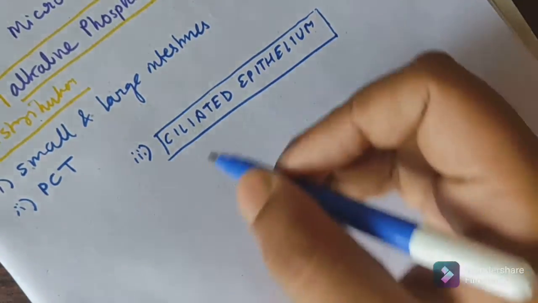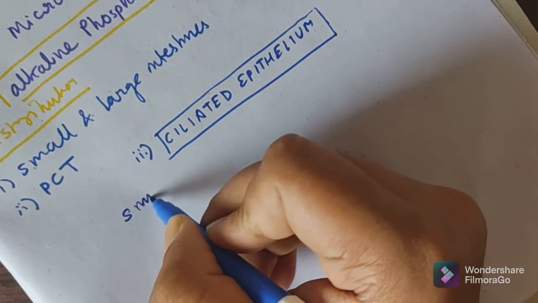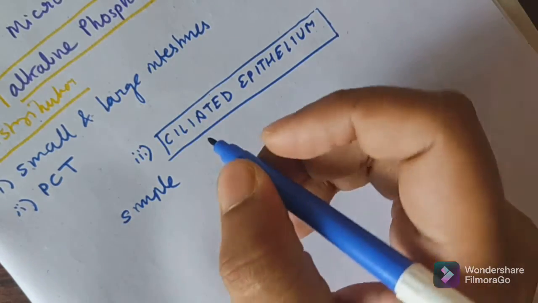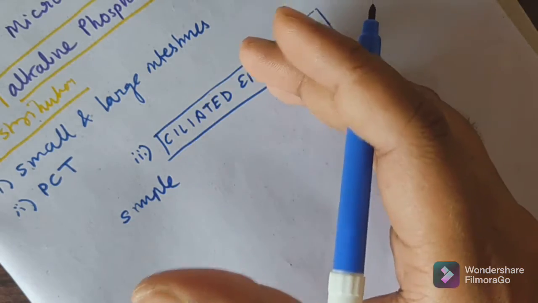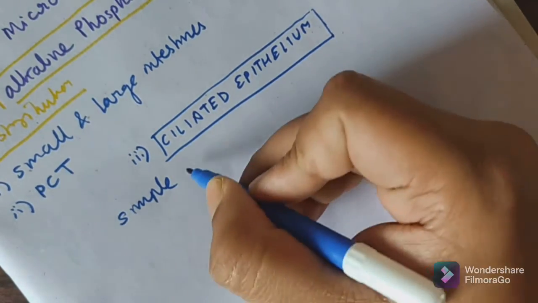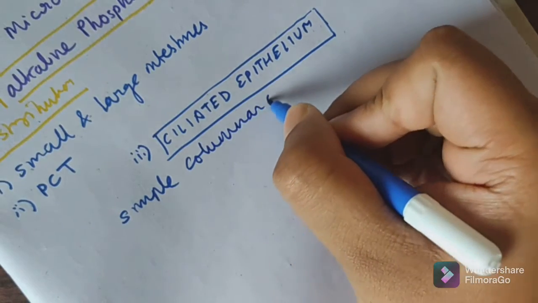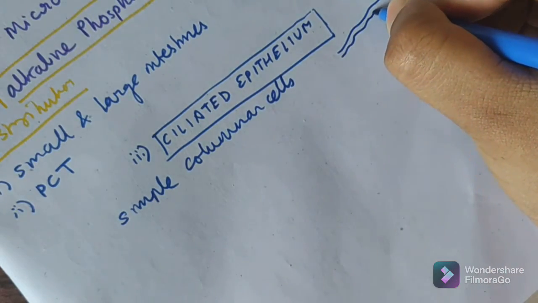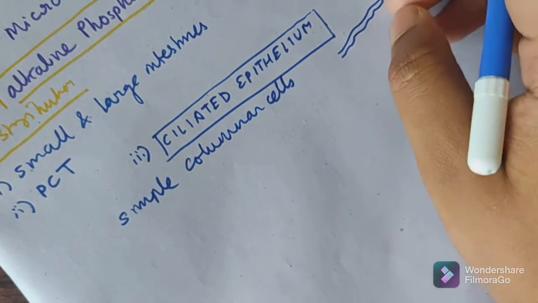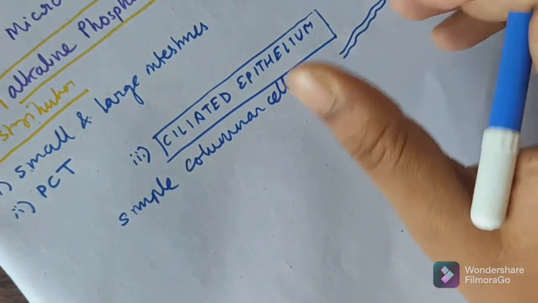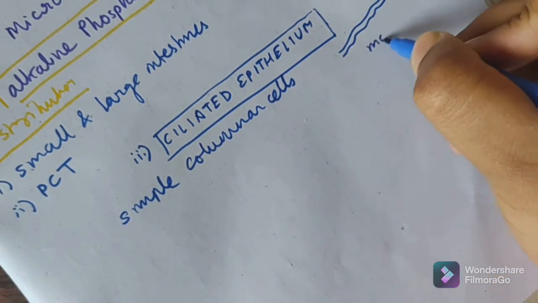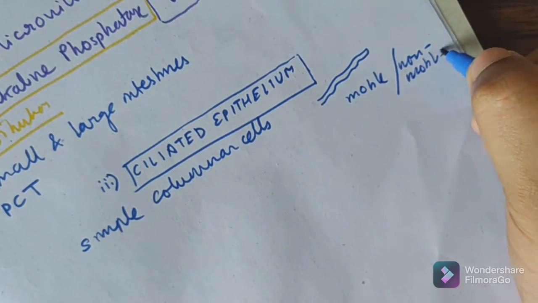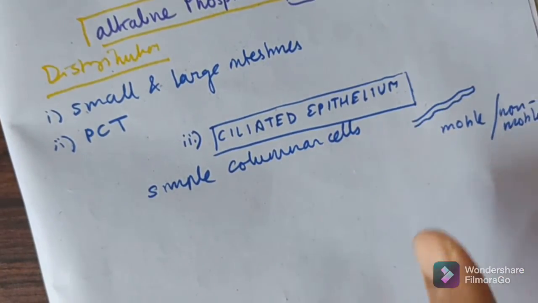Now the ciliated epithelium consists of simple columnar cells. It is also a special kind of columnar cell, generally differentiated on the basis of cilia. It consists of special columnar cells which are provided with filamentous threads known as cilia. These cilia may be motile or non-motile.